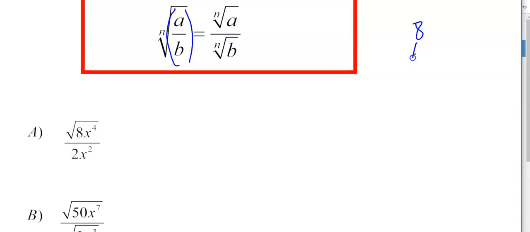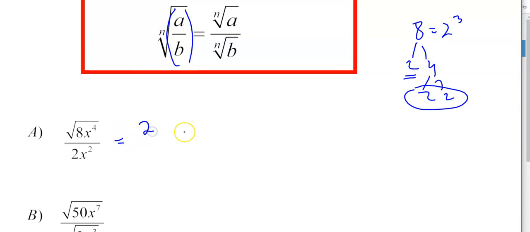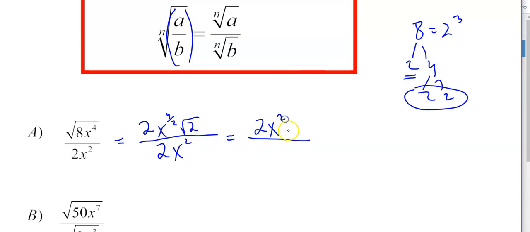If you don't know the prime factorization of 8, it is 2 to the third, right? So I think there's a pair of 2's with a 2 left over there. So the numerator would be 2 root 2, and x to the, what fraction? This would be 4 over 2 power, which is 2x squared, square root of 2, over 2x squared, and you can see those cancel, so you get square root of 2 over 1, or square root of 2.